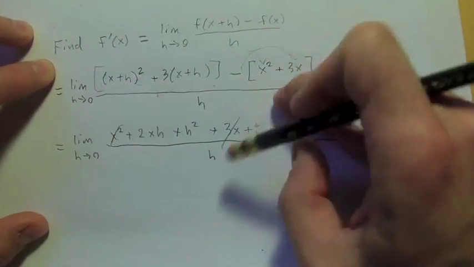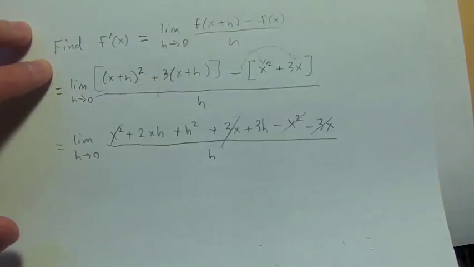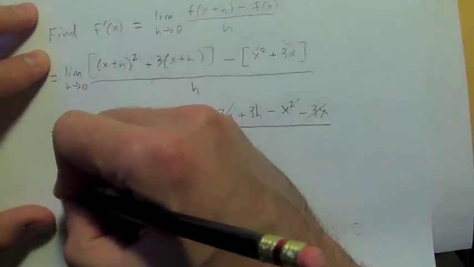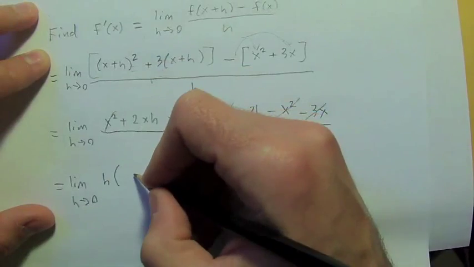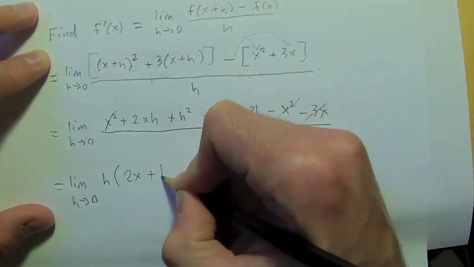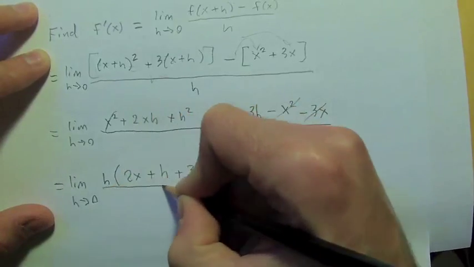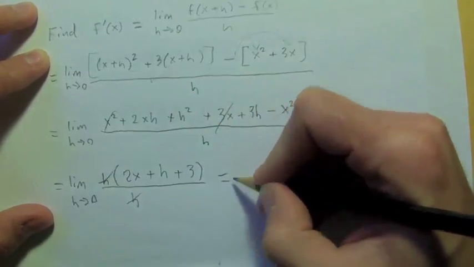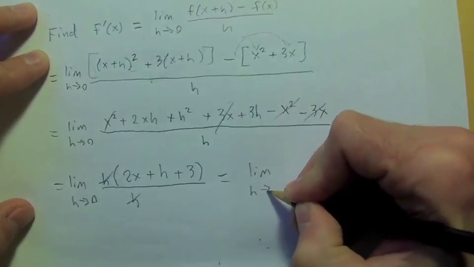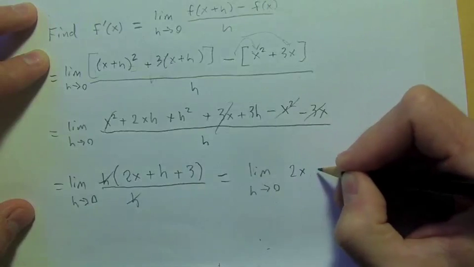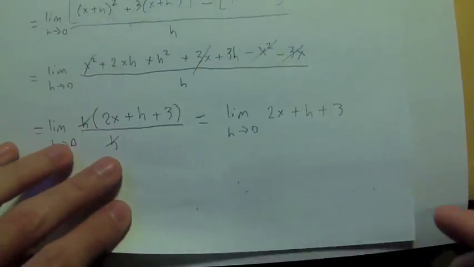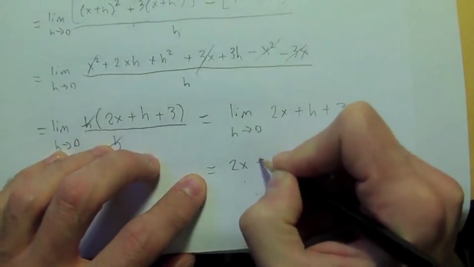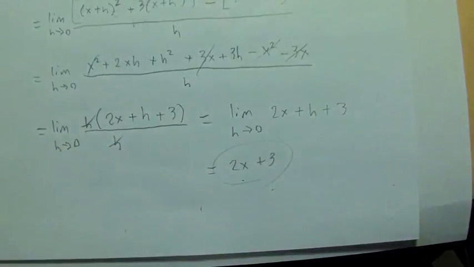Oh, and again, I did that again. That should be 3h there. We're left with just h terms. So I'm going to go ahead and factor the h on this step. So I get h times 2x plus h plus 3. The h's cancel, so this actually ends up being the limit as h goes to 0 of 2x plus h plus 3. The h goes to 0 and everything else pretty much stays right there. So we actually get 2x plus 3. So that's f prime of x.